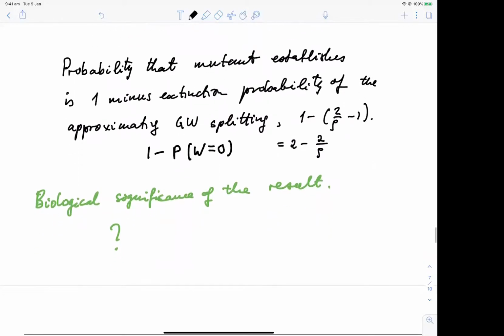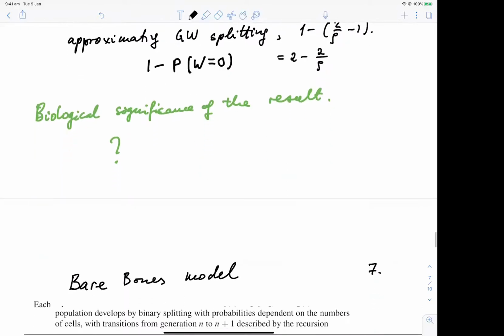Now, I mentioned the mathematical significance of the result. The question now is, what is the biological significance of this result? And we're still thinking about that. What is the biological significance of h? What does the mathematical result tell us in biological application?